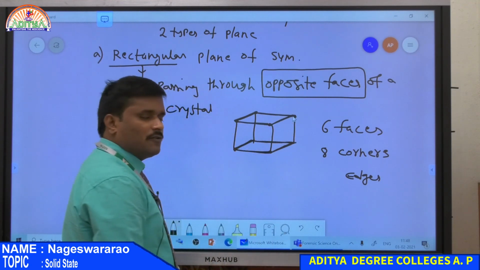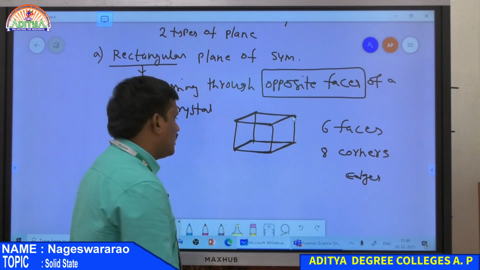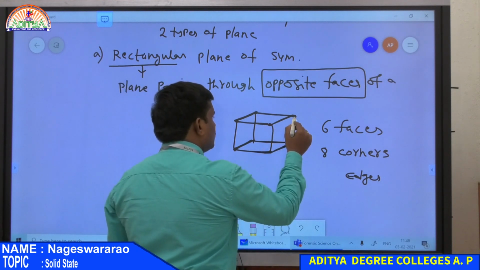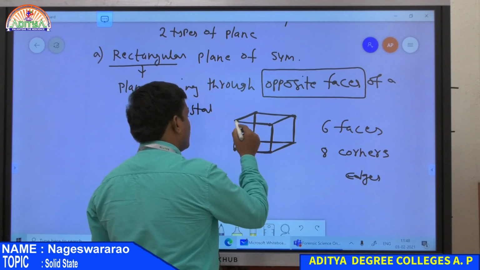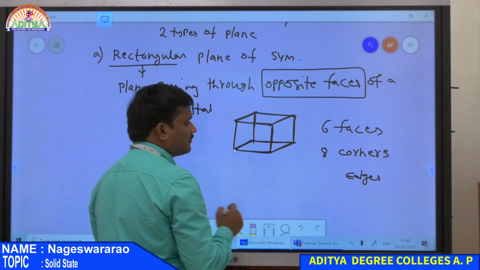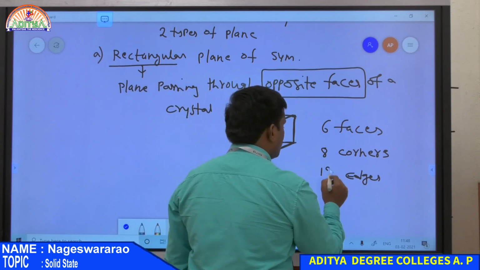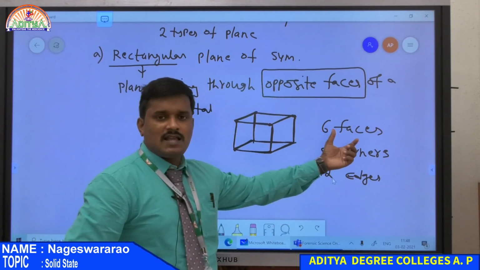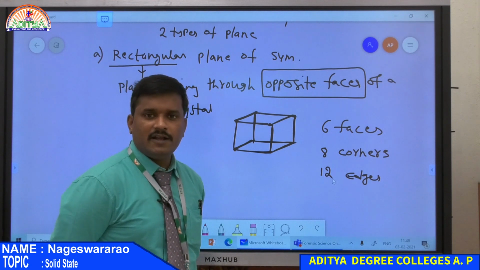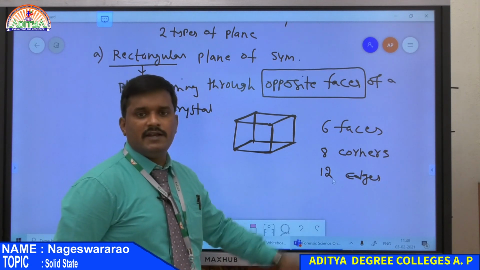So again 4 edges at the top, and this is the 9th one, and this is the 10th edge, this is 11th edge, and finally 12th edge. Therefore each crystal having 12 edges. So these are the points. Each crystal having 6 faces and 8 corners as well as 12 edges.